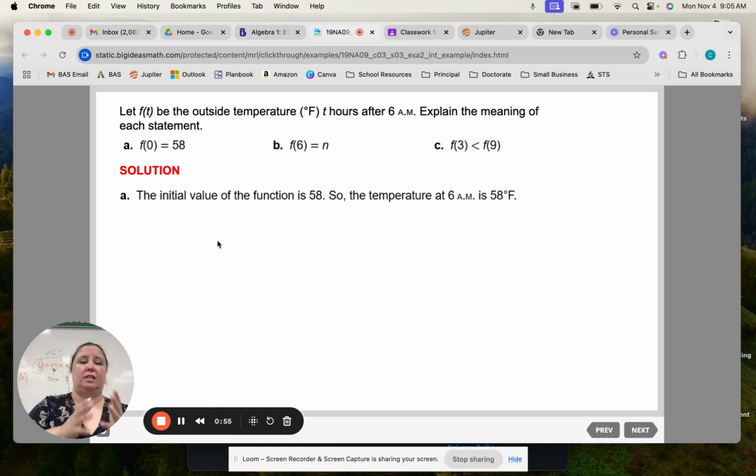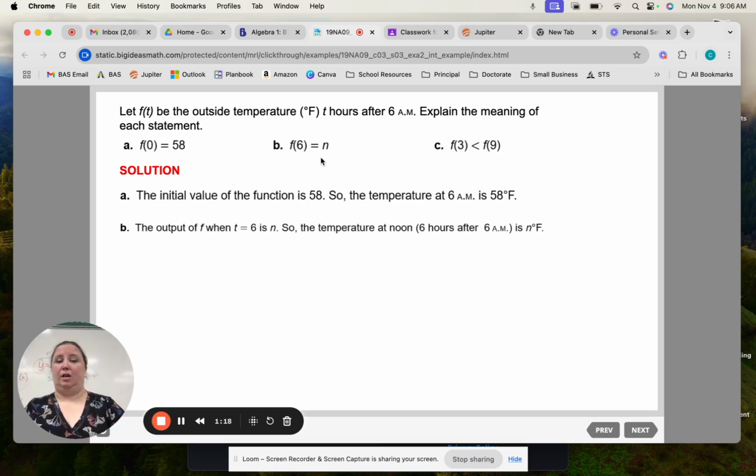So what's the function of 6? Well, what does the 6 represent? Time. 6 hours after what? 6 a.m. Very good. So 6 hours after 6 a.m., we have the temperature of N. We don't know what the temperature is, but at noon, it's N. So far, so good?